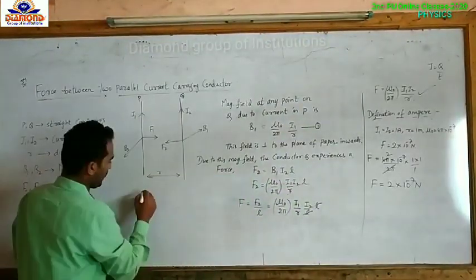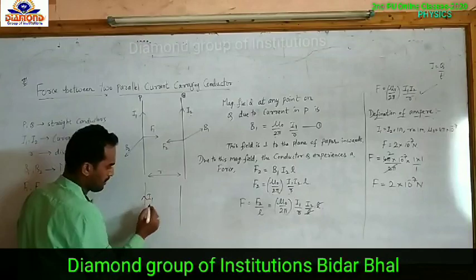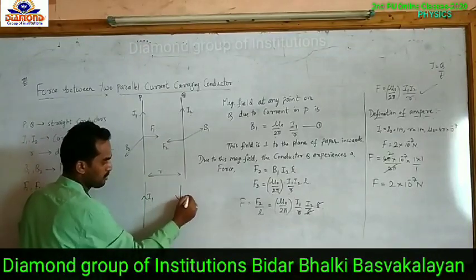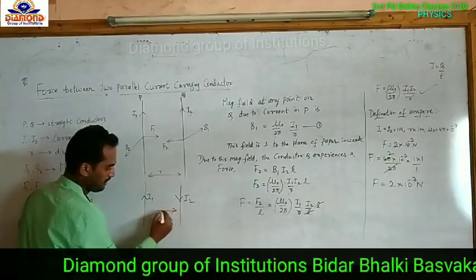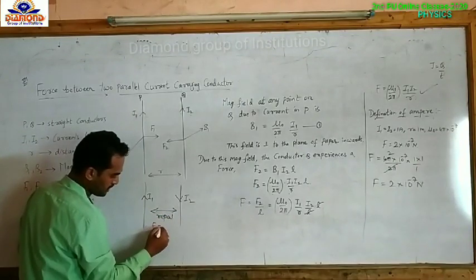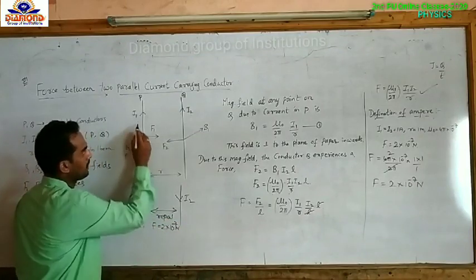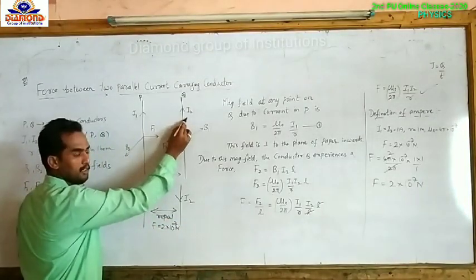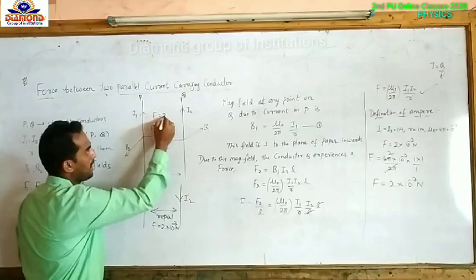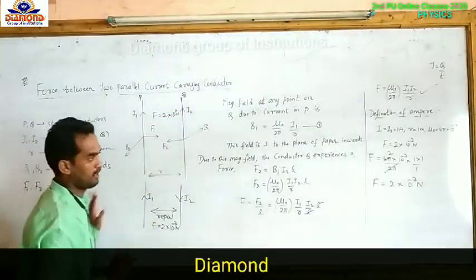Same, we can say if the current is flowing in this way, that is I1 upward, I2 downward, then they are going to be repelled. And with how much force? Again 2 into 10 to the power of minus 7 Newton. If the current is in the same direction, then they are going to be attracted with how much force? 2 into 10 power minus 7 Newton.